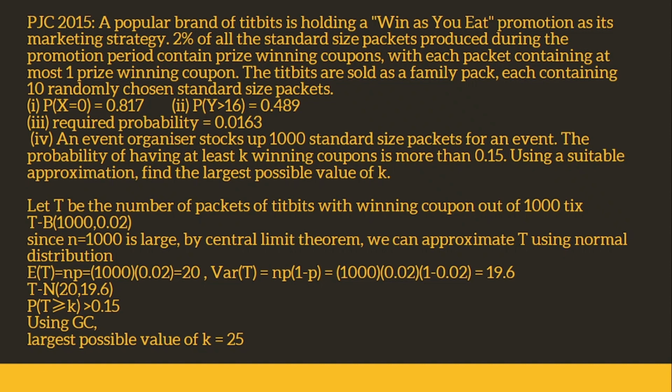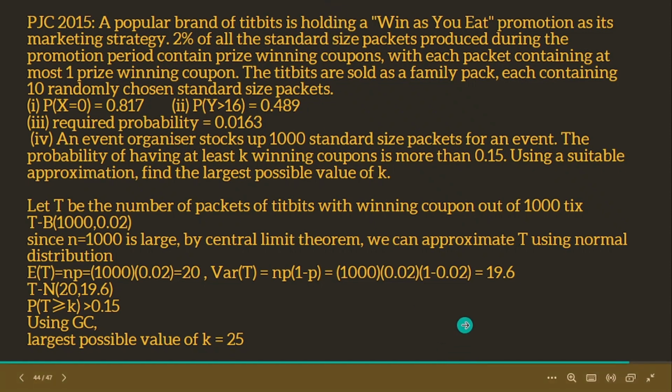What the central limit theorem says is that when the sample size n is very large, we can approximate our random variable using a normal distribution. And this is something that you'll use quite a lot. So we're going to let T be the number of packets of toothpaste with winning coupons out of 1,000 packets. So the probability is going to be 0.02. We're not looking at a family pack anymore. We're looking specifically at these standard size packs.